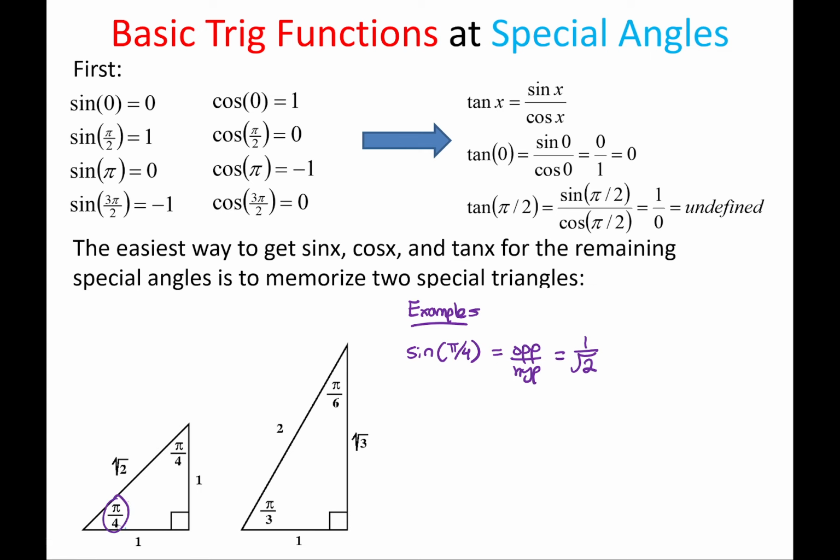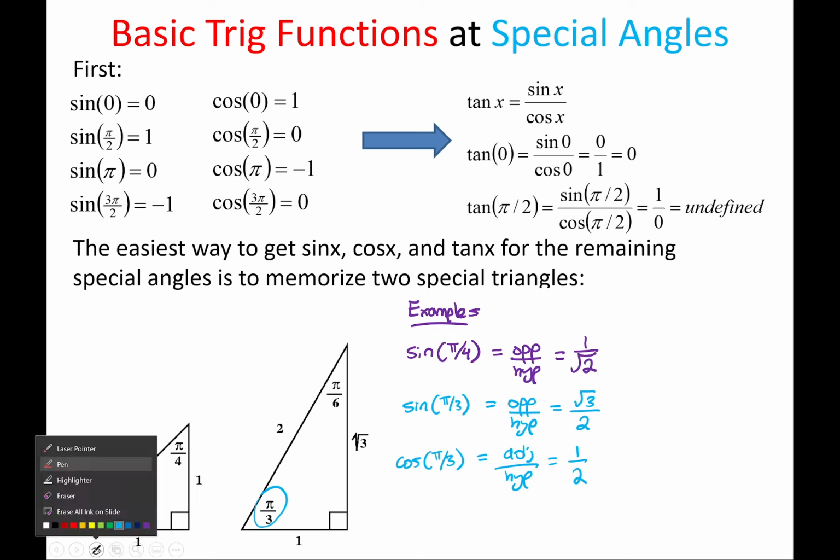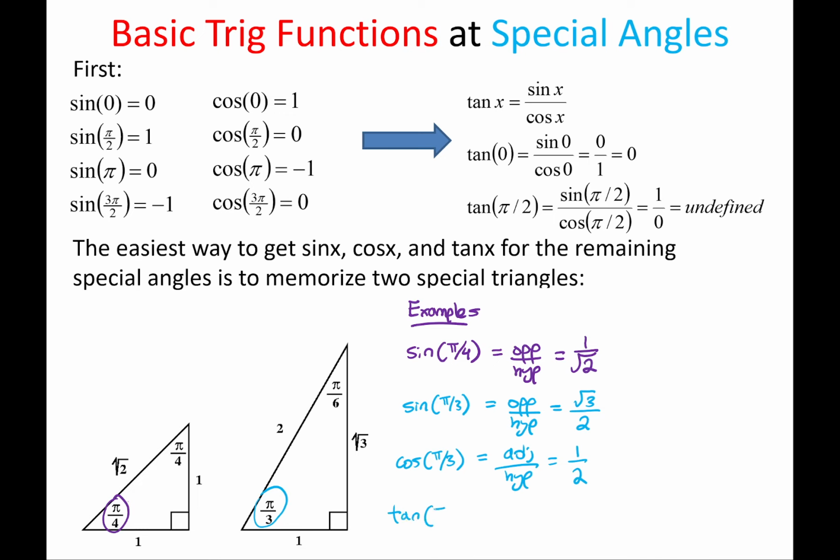Here's another example. I'll pick this pi over 3. I'll take sine of pi over 3. Sine of pi over 3 is opposite over hypotenuse. So the opposite is root 3, hypotenuse is 2. What about cos of pi over 3? Cos is adjacent over hypotenuse. So the adjacent, the side that's not the opposite, not the hypotenuse, is 1. Hypotenuse is 2. So 1 over 2. We'll do tan of pi over 3. We have opposite over adjacent. So root 3 over 1, which is root 3.